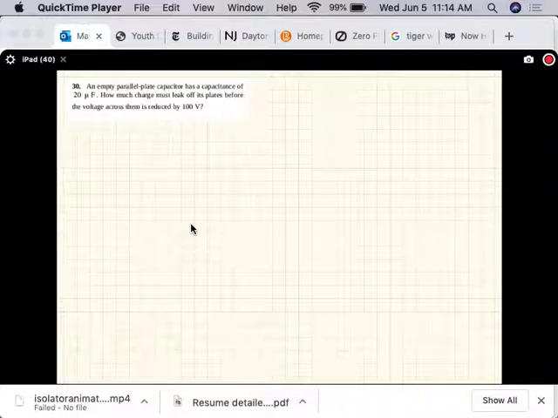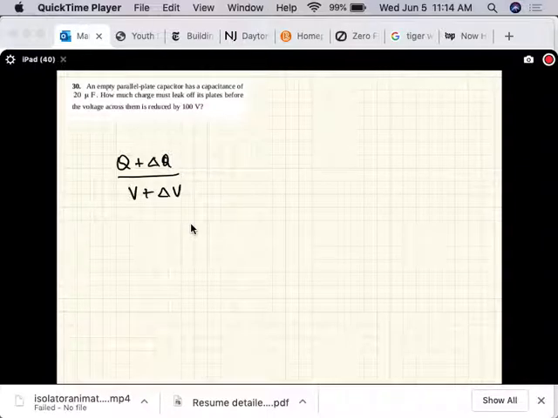Okay, so now let's say the charge initially was Q, and the voltage was V. Now, this is the capacitance: charge divided by the voltage is the capacitance of the capacitor.